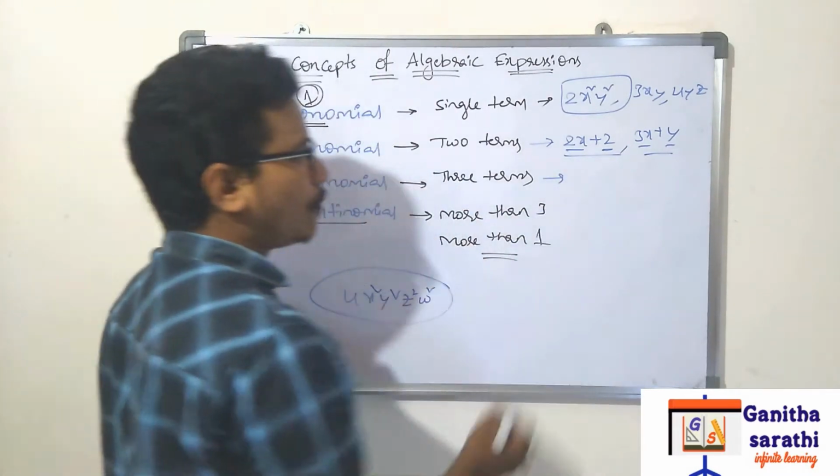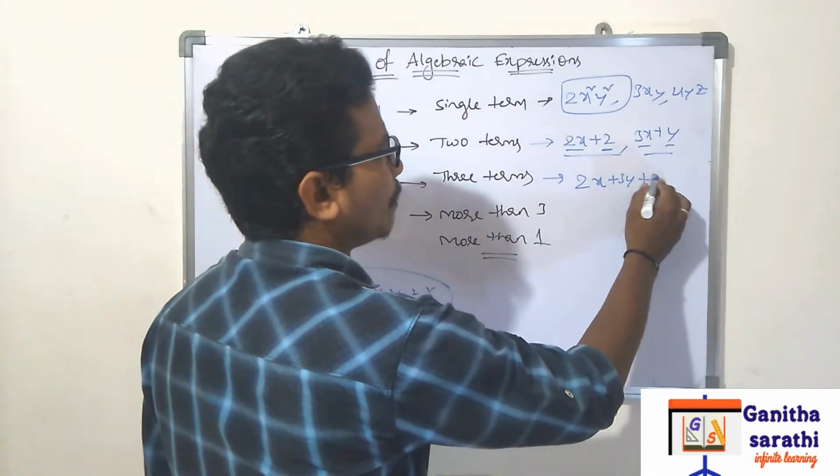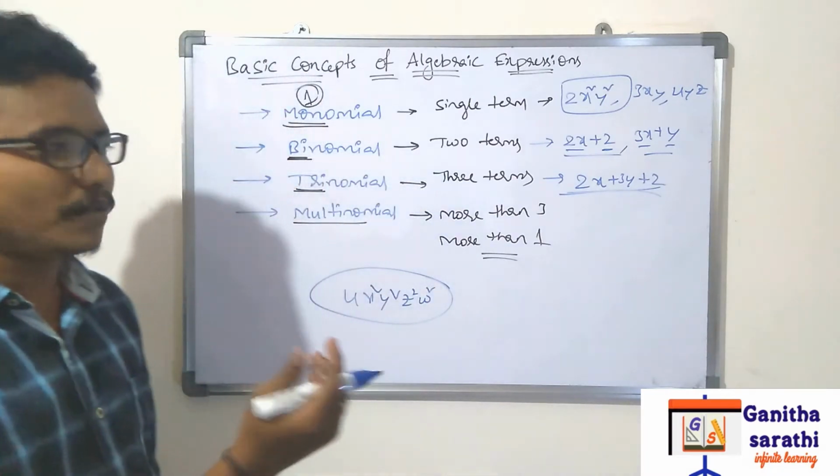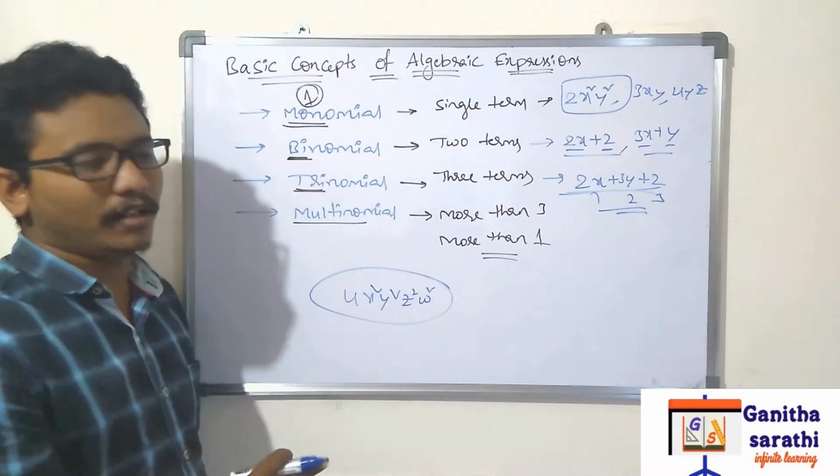Next, trinomial means, simply, 2x plus 3y plus 2. How many terms are there? Three terms. Three terms means 1, 2, 3. Three terms are there, so it is a trinomial.